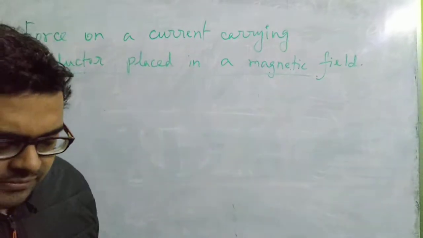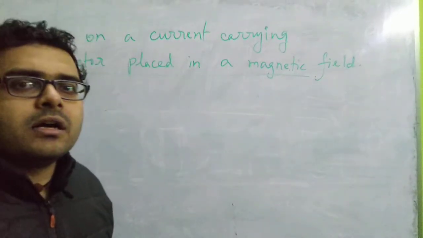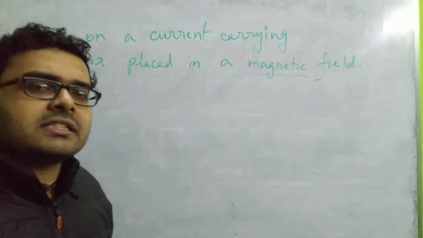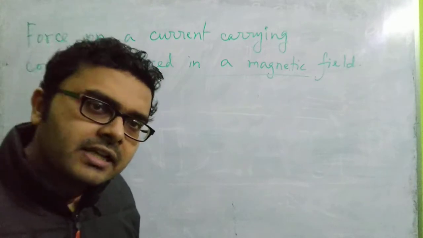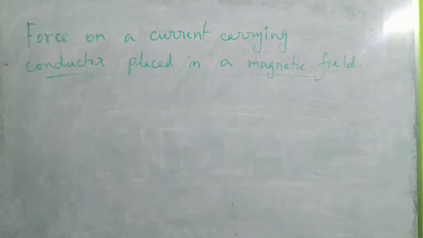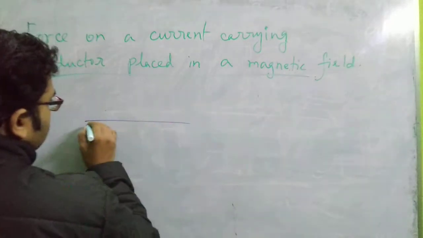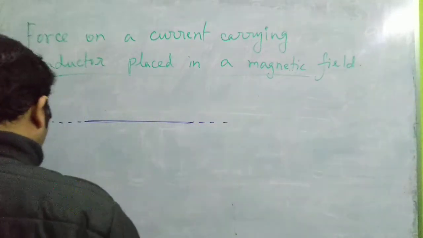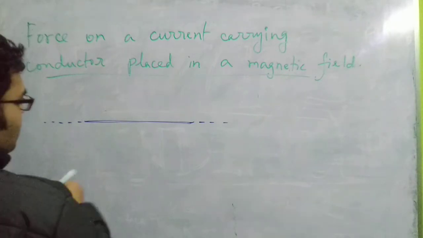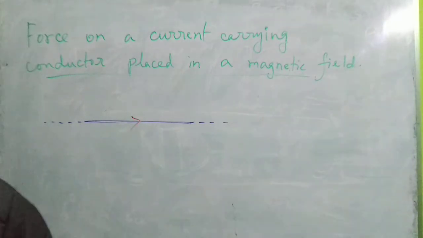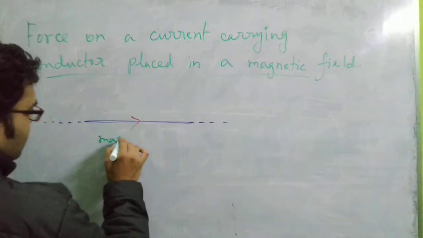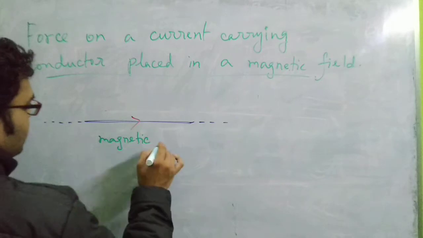Now, this is the very basic idea, that a current carrying conductor, when placed in an external magnetic field or when placed near a magnet, can experience a force. When you cause a current to flow through a conductor, say this is a long conductor, what happens? A magnetic field is generated around it, isn't it? So a magnetic field is generated in the vicinity of this wire.